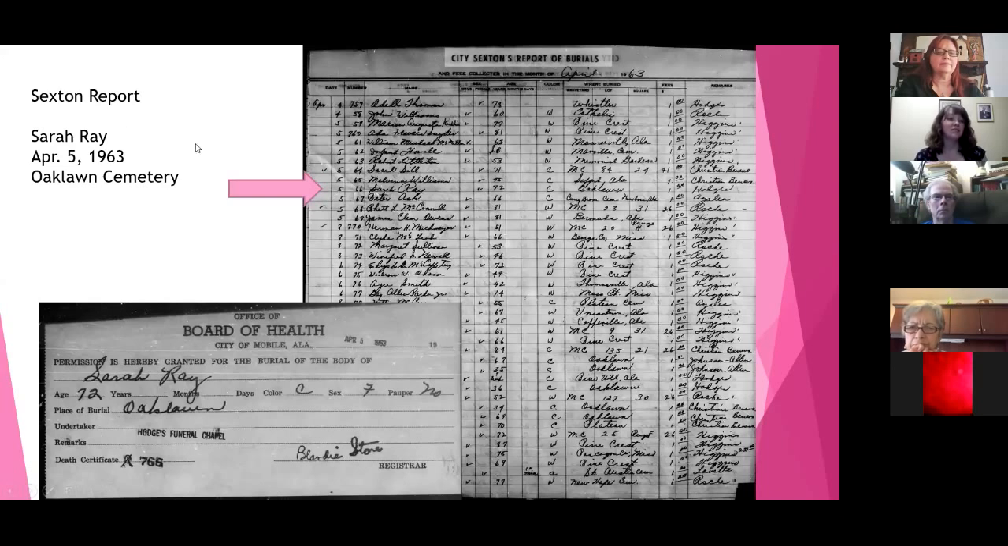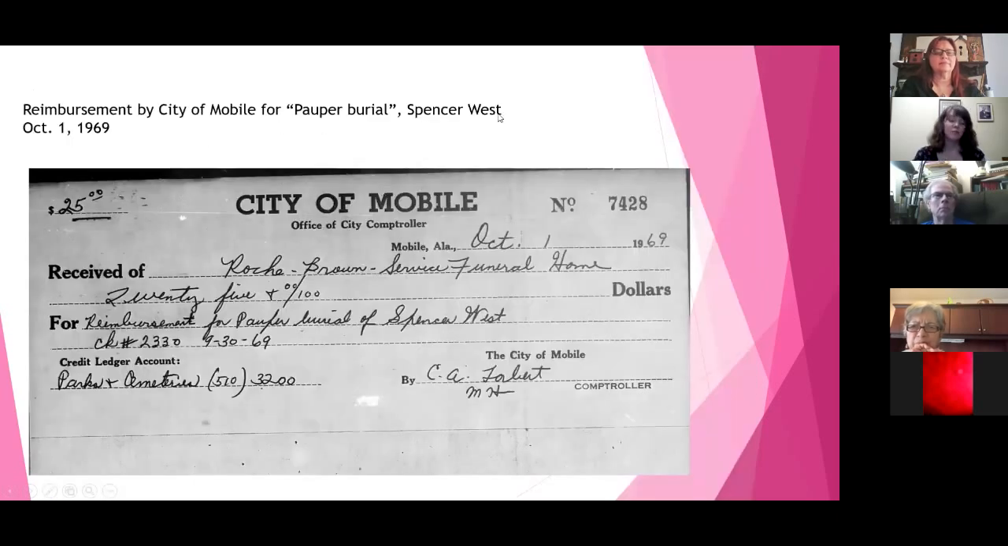And this is a sexton report from 1963 for Sarah Ray. It's not a whole lot of information for her, just that she's a female, 72 years old, colored, to be buried in Oaklawn Cemetery by Hodges Funeral Home for $1. And then this one is from October 1st of 1969, and it's the reimbursement to Roche Brown Funeral Home by the city of Mobile for their burial of a pauper named Spencer West.